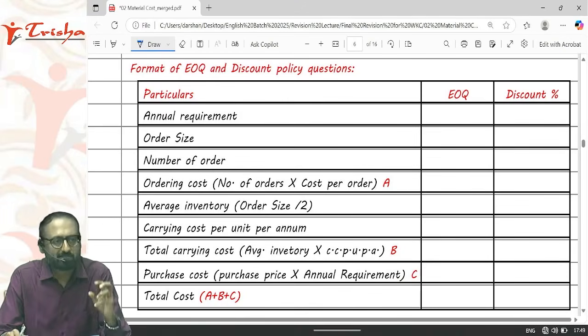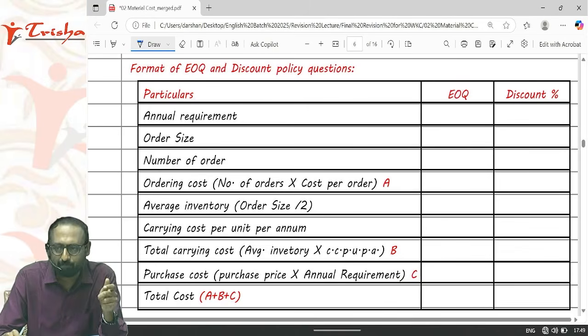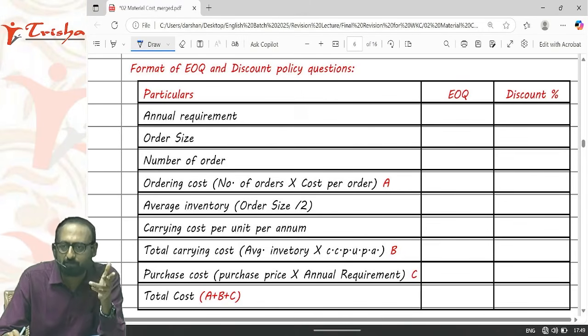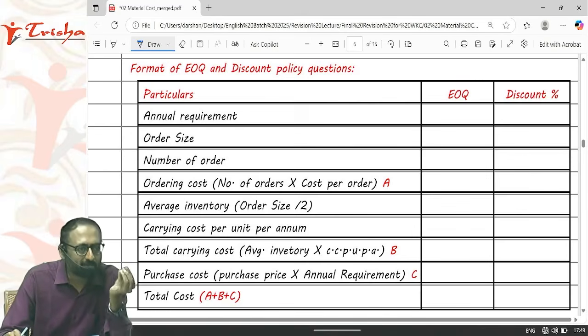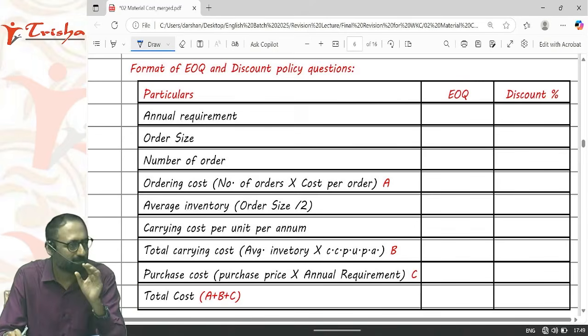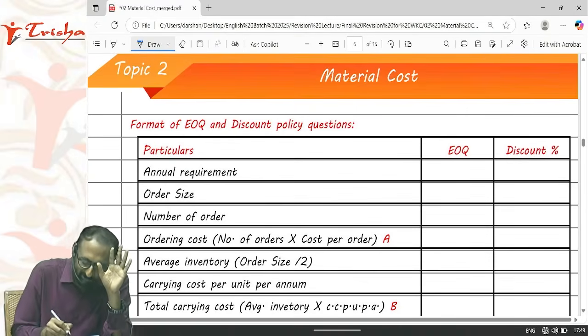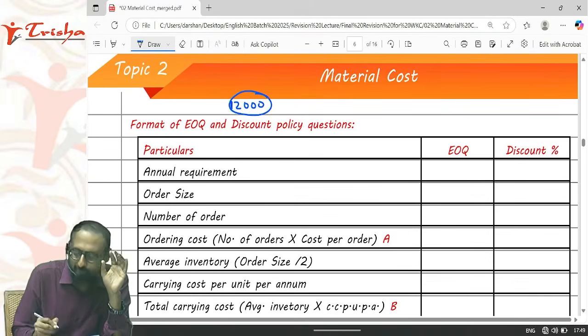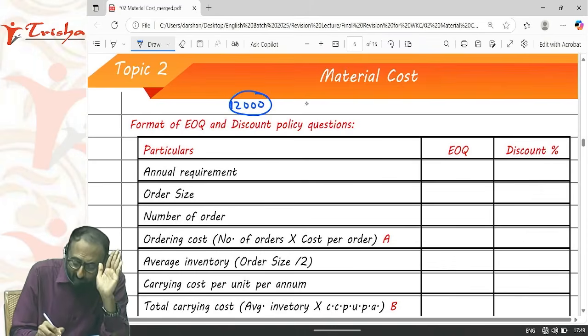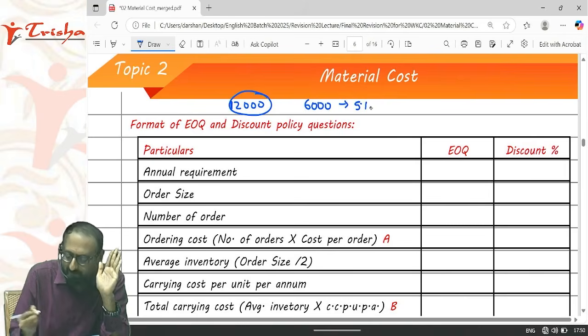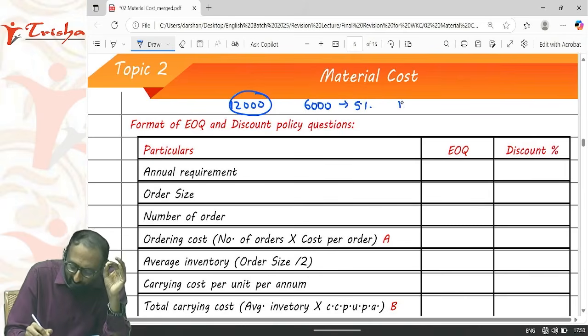Suppose in a question it is given that if you order 6,000 units at a time, 5% discount is available. If you order 12,000 at a time, 10% discount is available. Suppose your annual requirement is 12,000. But if you order in a lot size of 6,000 at a time, you are eligible to get 5% discount. If you order 12,000 units at a time, you are eligible to get 10% discount.